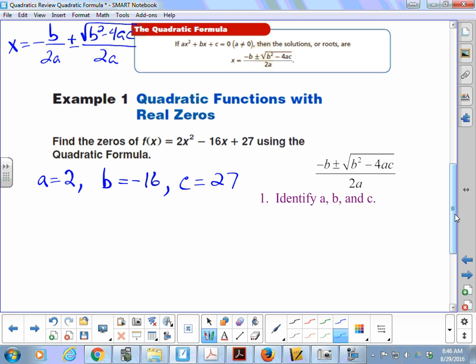All right, so we plug them in. We say x equals, because we're trying to find the x values where it equals 0. So we've got the opposite of negative 16 over 2 times 2, so negative b over 2 times a, plus or minus. Now this is a spot where it gets people in trouble: whenever b is negative, sometimes we don't put it in correctly. So whenever b is negative, make sure that you put negative 16 squared, and put that number in parentheses so that when you put it in your calculator, you actually get it right.